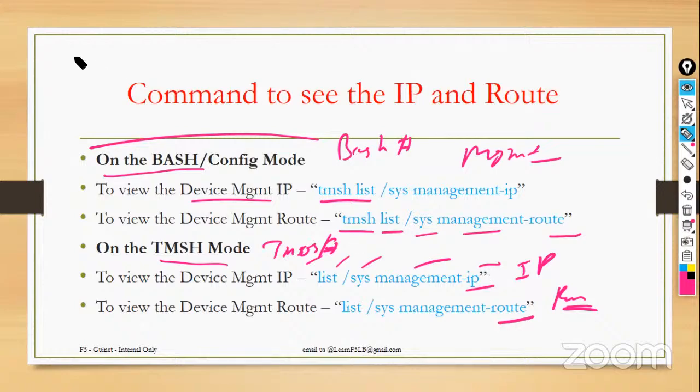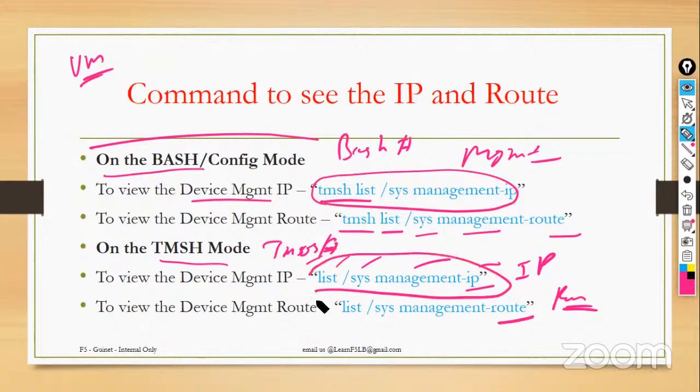So for example, we discussed your virtual F5, and you take the console, and you need to know what the IP is. So you need to go to the console. If you are in the bash mode, you need to type this command. Or if you are in the TMOS mode, you need to type this command. We will also do how we can create. We can use the create command to create the management IP, delete to delete, modify. We will use all of them.